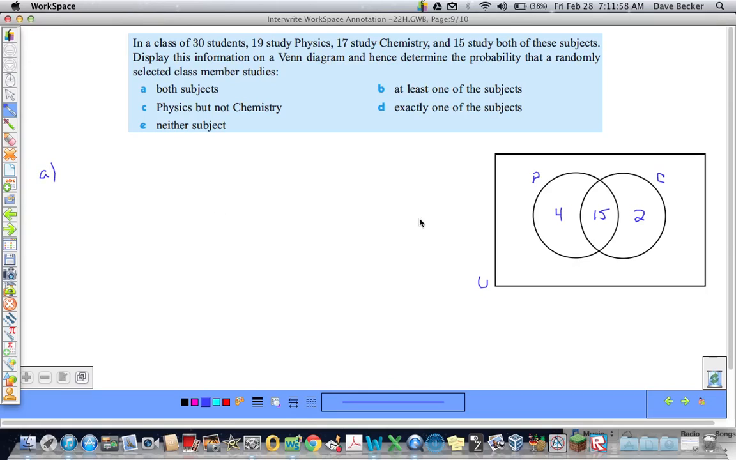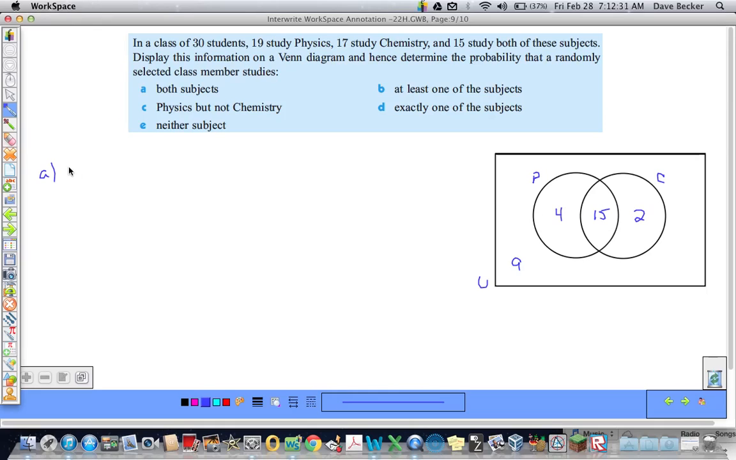So, what's the probability that they study both subjects? Okay. Oh, wait. Hold the phone. What did we forget? Well, we have a total of 21 students, and there's 30 students total, yes? So that means if this is 21, there's 9 who study neither. Okay? 9 who study neither. Almost forgot that. What a loser I am.